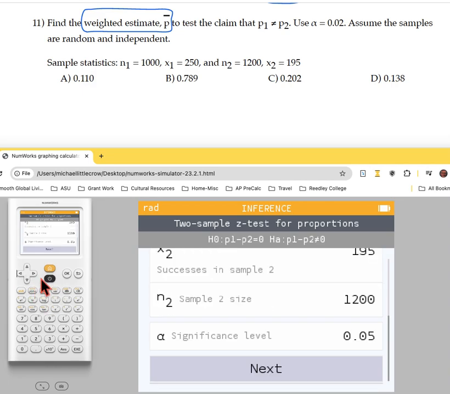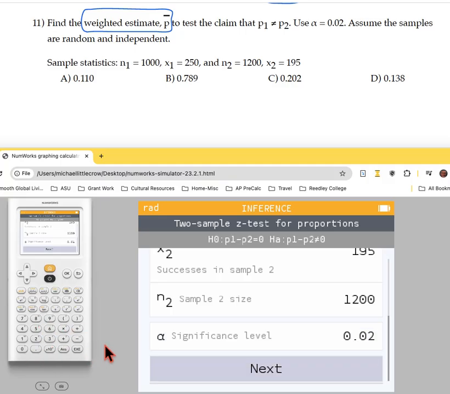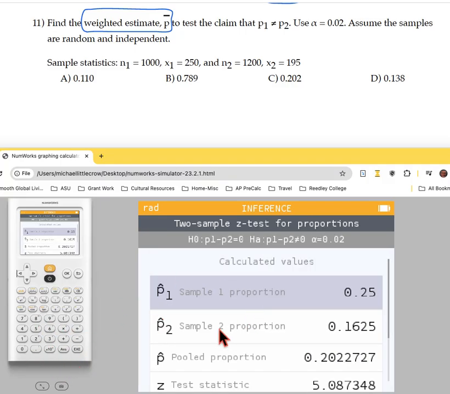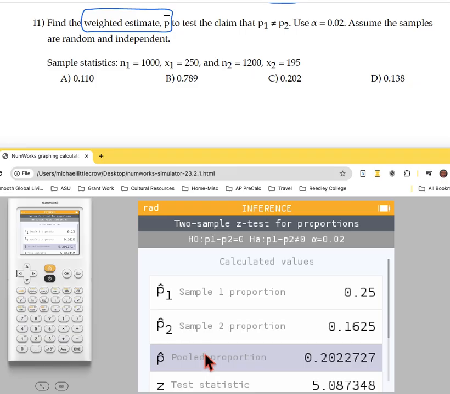Certainly we don't need a test that the sample size is enough. We're asked to use alpha equals 0.02. However, that's not an issue because we're not going to go all the way to see whether we actually reject or fail to reject, but the question is asking for the weighted estimate, which is also the pooled proportion. That's a name.